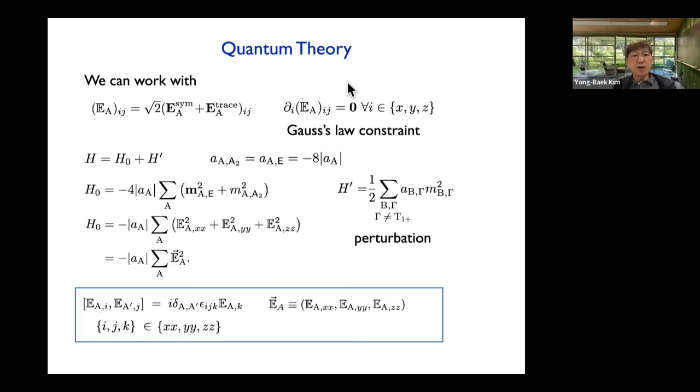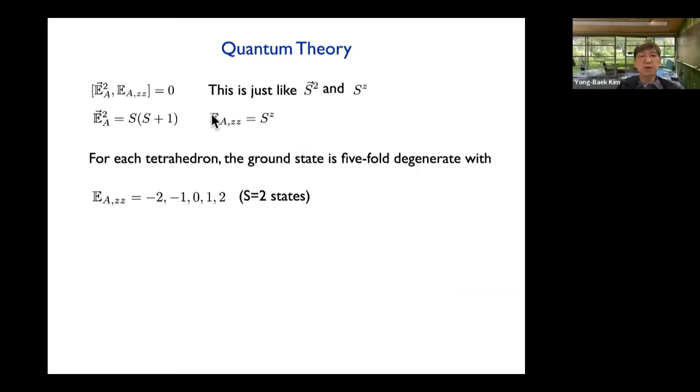But the important thing is that all the difficulties now come from this Gauss law constraint. It's not a simple rotor model. It's a rotor model supplemented by this Gauss law constraint. Okay, so this commutation relation is just like S_x and S_z operators. So you can actually label the manifold of ground states using these quantum numbers. So these are the eigenvalues of these operators.